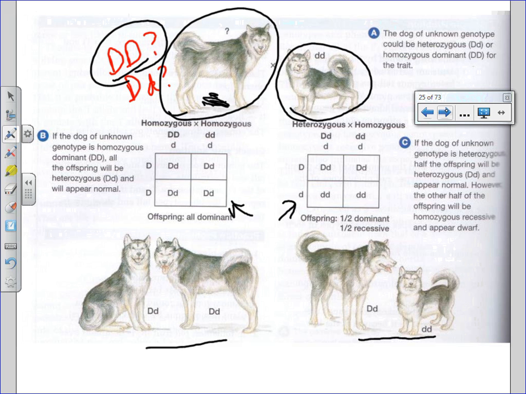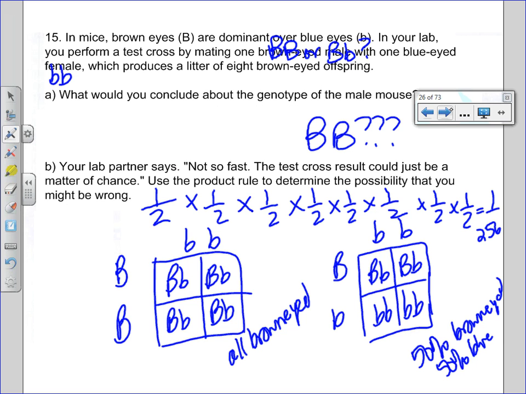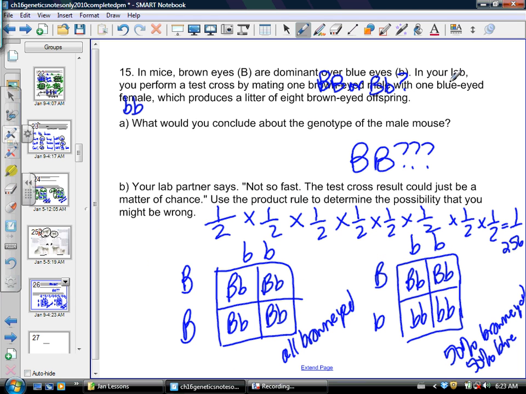So when they're wondering, they do what's called a test cross. You need to understand what a test cross is. Okay, so this was a question about test cross, I believe.